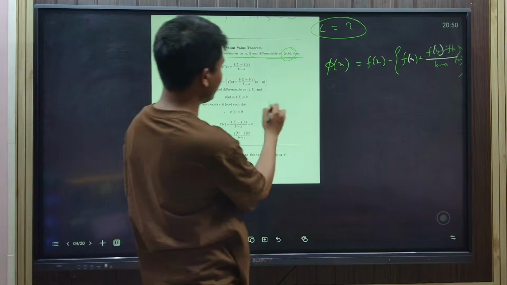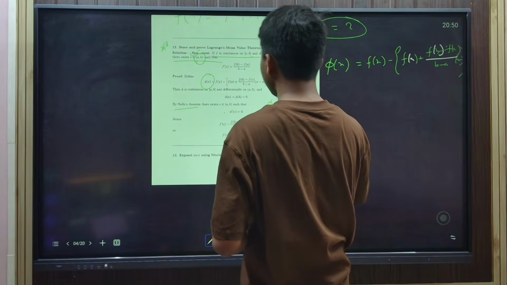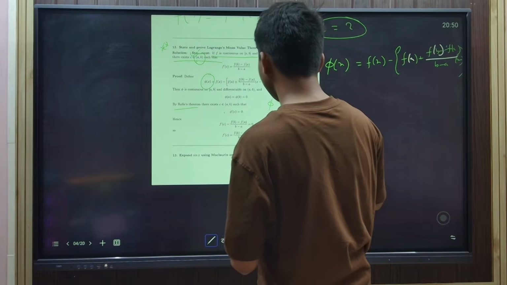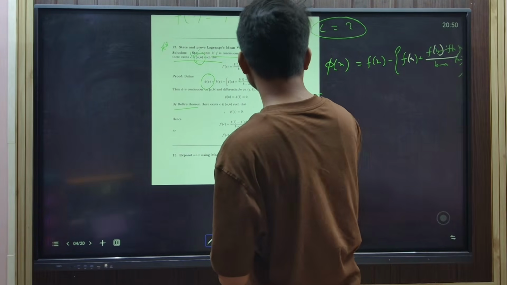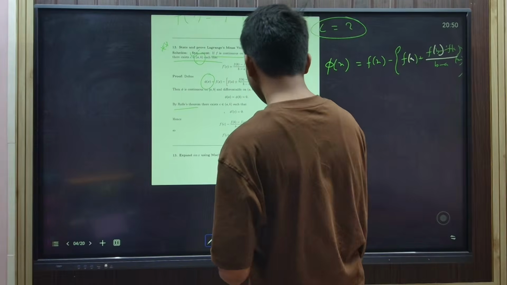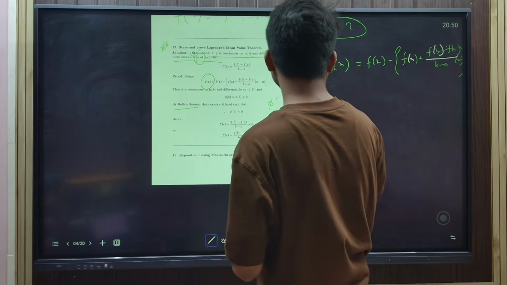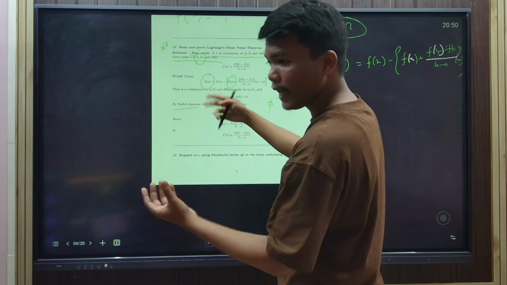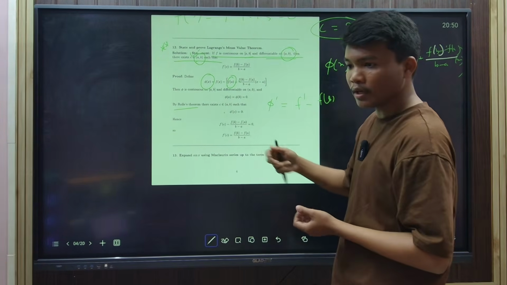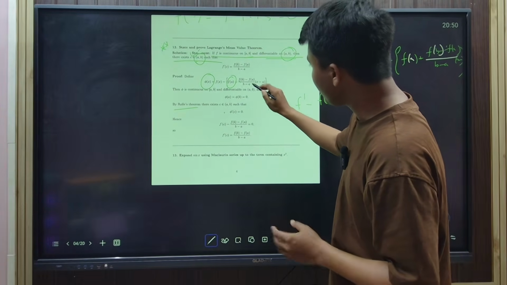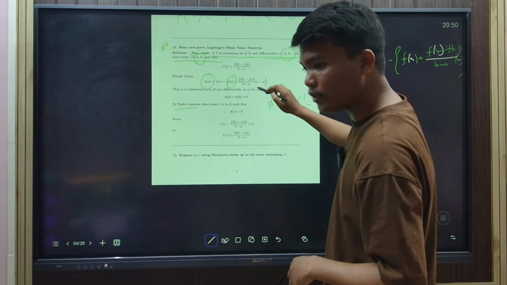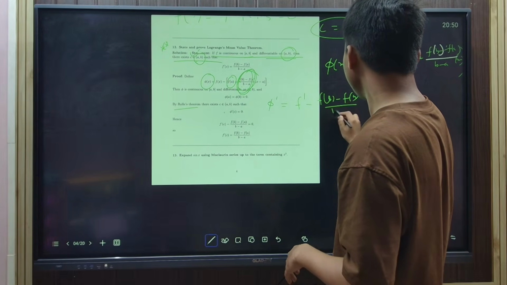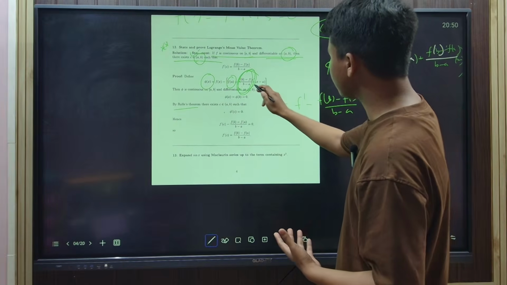So if you find phi prime, phi prime will be f prime minus the constant part. f prime minus f(b) minus f(a), these are constants, so the constant comes outside. f is a constant because f at some point a is constant, right? So now f(b) minus f(a) divided by b minus a, this entire quantity is also constant.